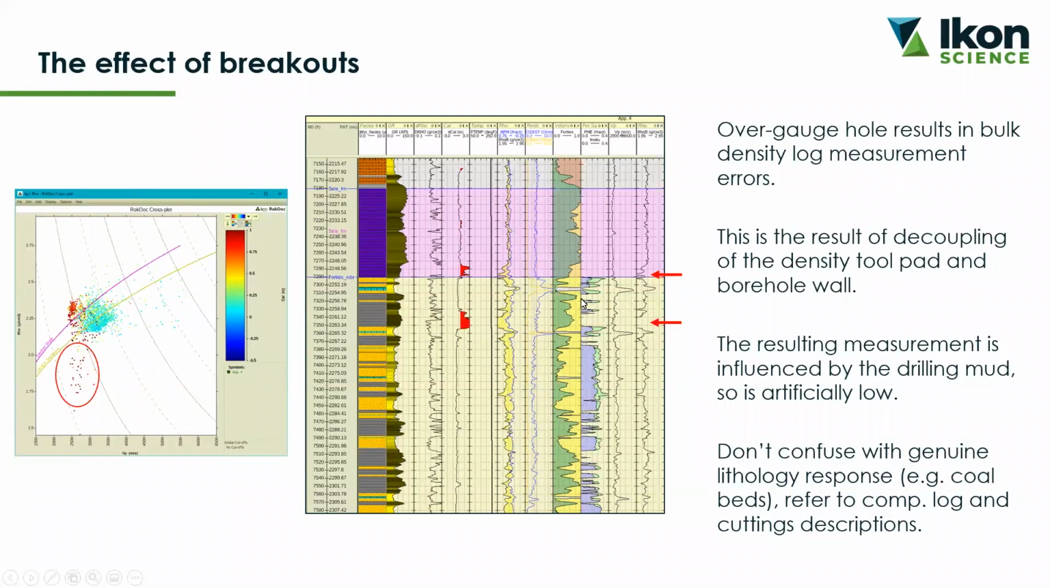Something that we have to think about is the interpretation of our logs, in this case, the density. Because if my lithology indicates that I have coal, then probably we'll have to assess if this density response is low because of the coal or the washout.